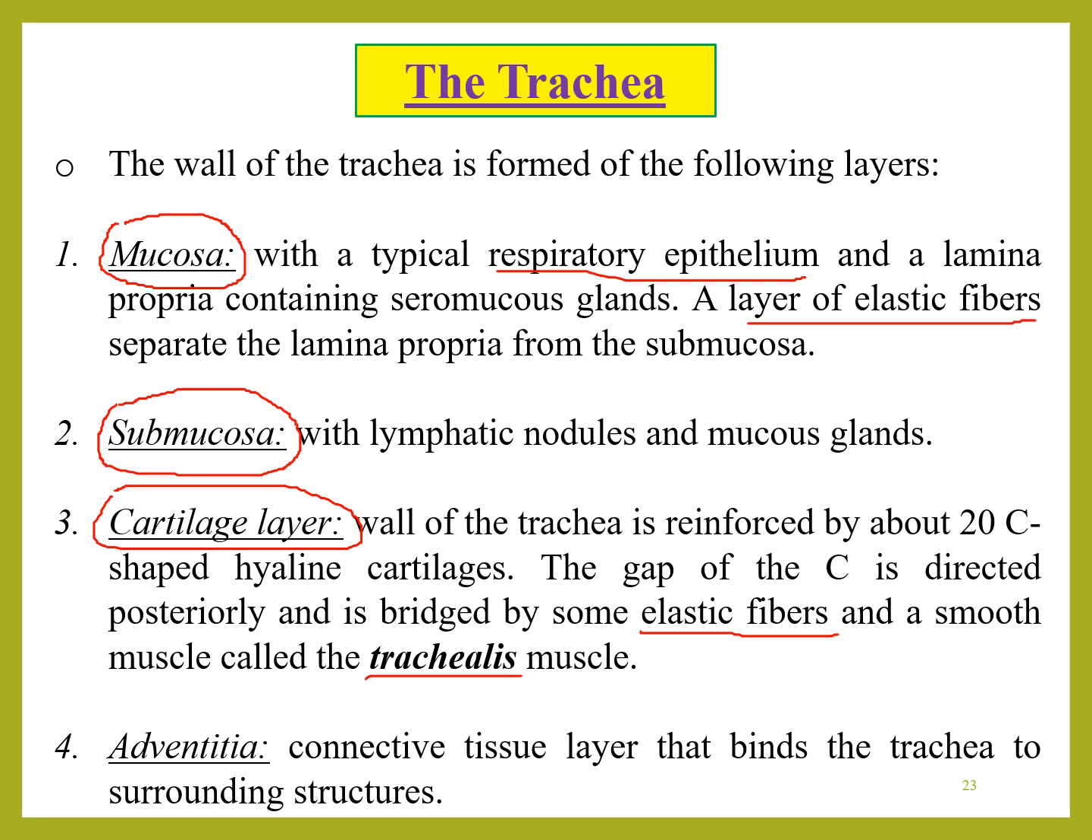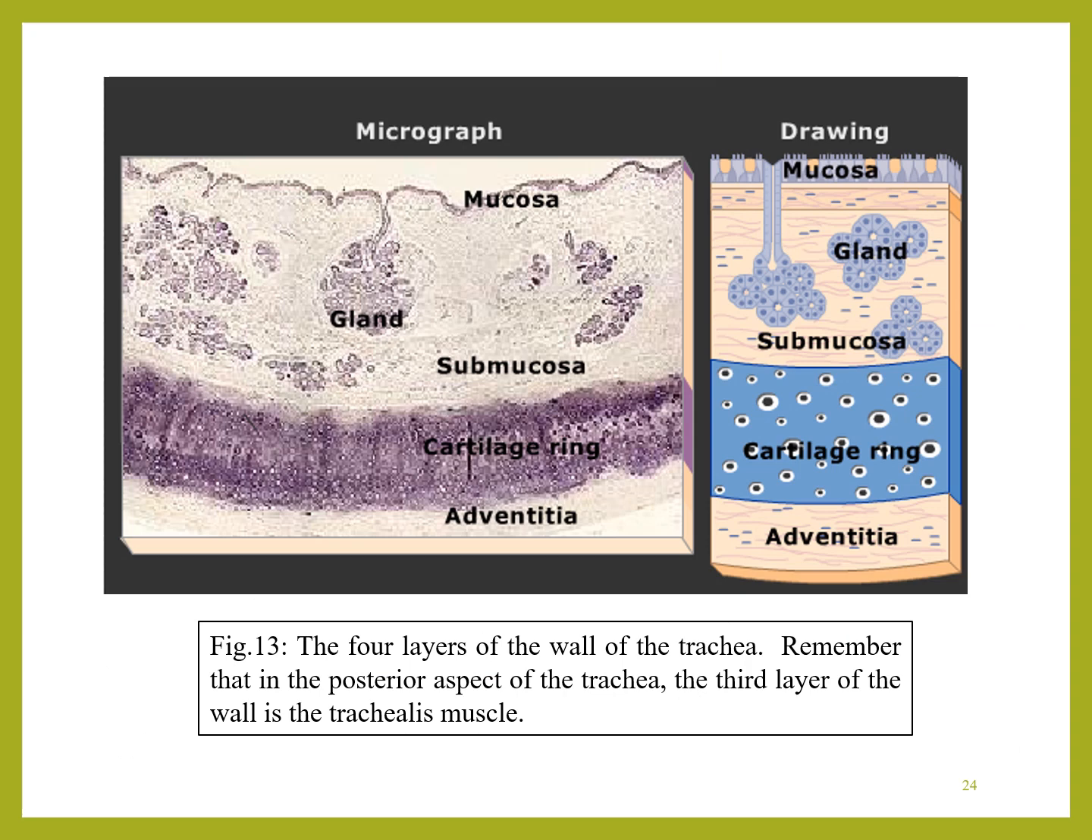Finally, the outermost layer of the trachea is adventitia, which is a connective tissue layer that binds the trachea to the other organs. Here we can see in this image, this is the mucosa, epithelium and lamina propria. And then we have the submucosa containing the glands. These large glands are all contained within the submucosa.